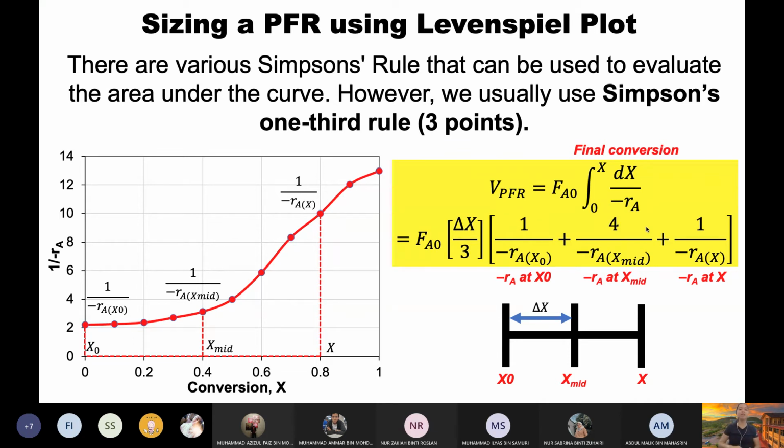Okay. But to make your life easier, to make everybody life easier, it is found that the volume of the reactor of the PFR, which is area below the curve, can be calculated accurately using Simpson 1/3 rule sahaja. Okay, we don't need to use 3/8, 5/7, 7/12 kot saya rasa. Okay, we only use 1/3 rule untuk kira area under the curve. Tapi kamu kena faham macam mana nak menggunakan Simpson 1/3 rule.